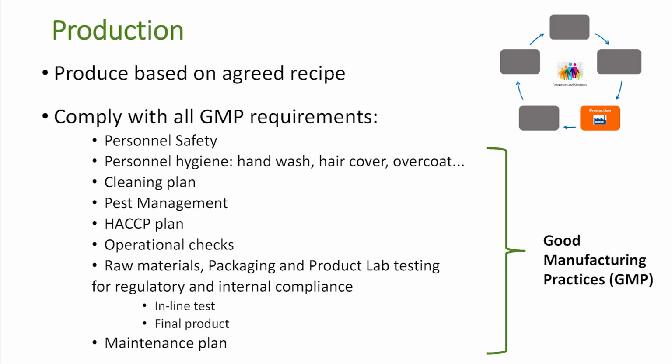When we talk about food product testing, sometimes inline test means when you are producing, you are doing the test to make sure that whatever you are getting at the end is good. But you can also have final product tests to make sure that what you are getting is up to the requirement. Okay? And lastly, maintenance plan.